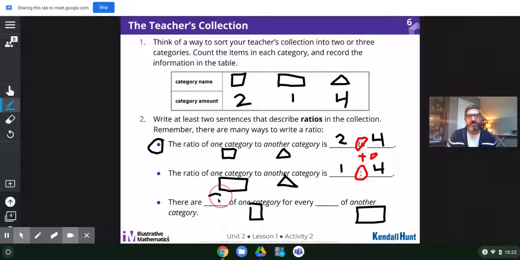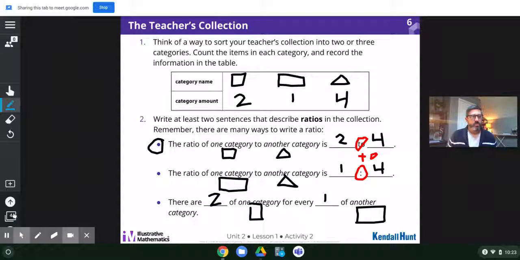We've got 2 squares. So our second category, we've got rectangles. We've got our second blank here. How many rectangles do we have? 1. So when we're talking about the ratio of squares to rectangles, one way to say that would be there are 2 squares for every 1 rectangle that we have.